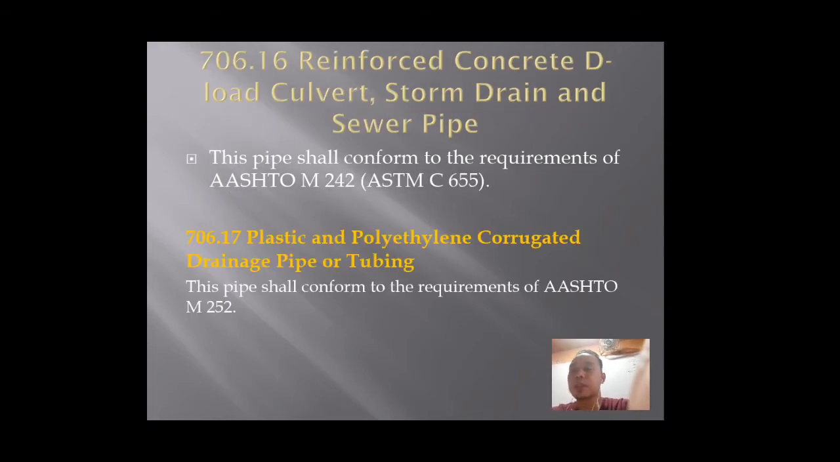Also, sub-item 706.16, the reinforced concrete D-load culvert, storm drain, and sewer pipe. It states that this pipe shall conform to the requirements of AASHTO M242 or ASTM C655. Sub-item 706.17, plastic and polyethylene corrugated drainage pipe or tubing. This pipe shall conform to the requirements of AASHTO M252.